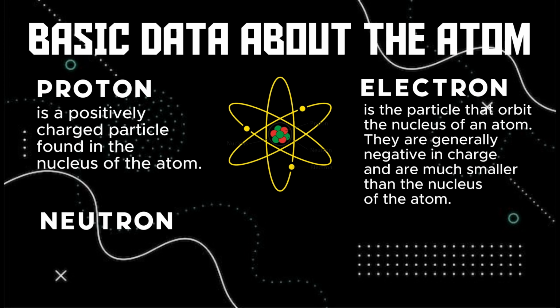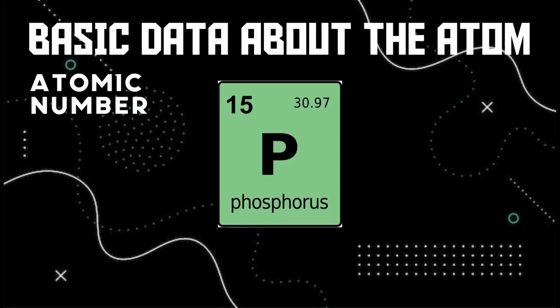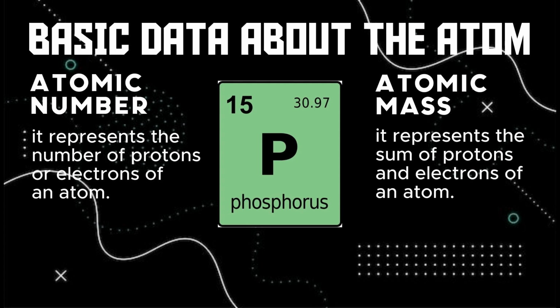Neutron is a particle with neutral charge. Unlike protons and electrons, which are electrically charged, neutrons have no charge. They are electrically neutral. Atomic number represents the number of protons or electrons of an atom. Atomic mass represents the sum of protons and neutrons of an atom.